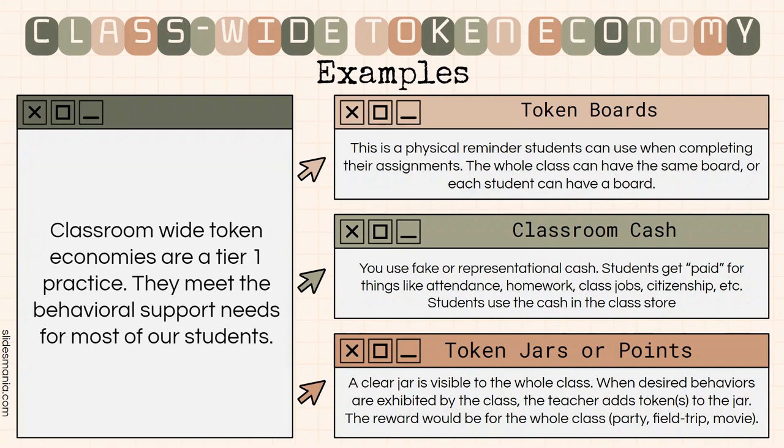Students get paid for things like attendance, homework, class jobs, citizenship, or any other behavior that you are trying to promote. And then students use the cash in a class store. This might also look like the use of PBIS rewards, or sometimes Class Dojo can be considered like a class economy. You can also use token jars or points. An example is a clear jar that's visible to the whole class, and when desired behaviors are exhibited by the class, the teacher adds tokens to the jar. The reward would be for things like a whole class party, field trip, movie, extra recess, or any reward that the students are interested in receiving.